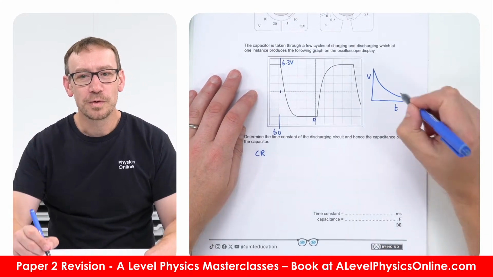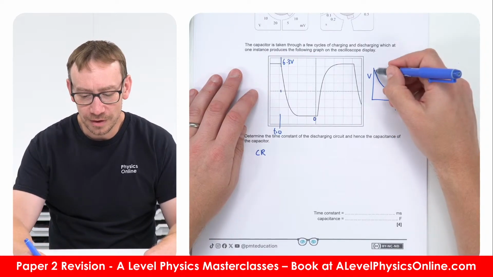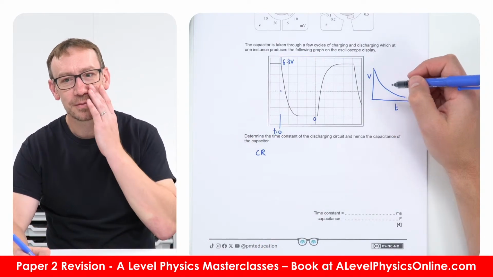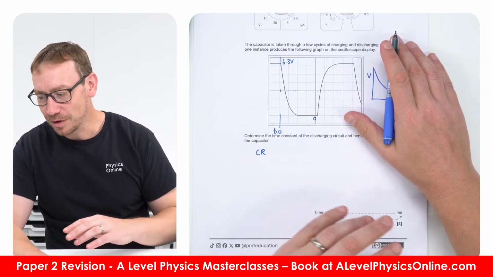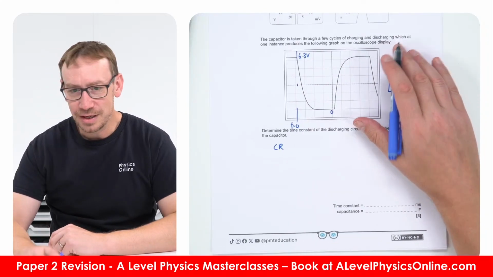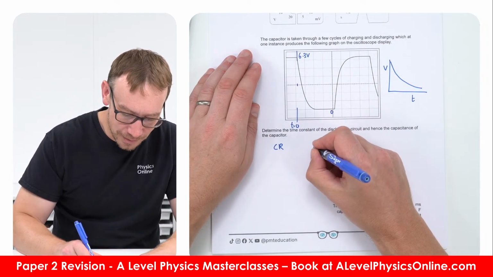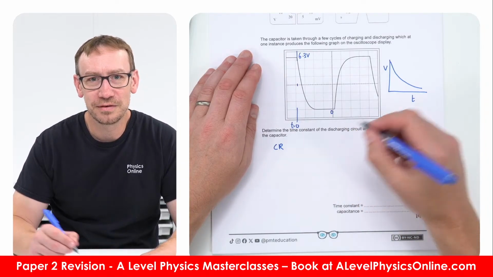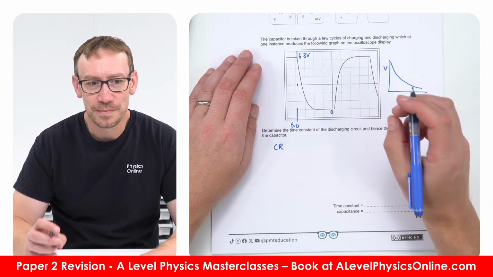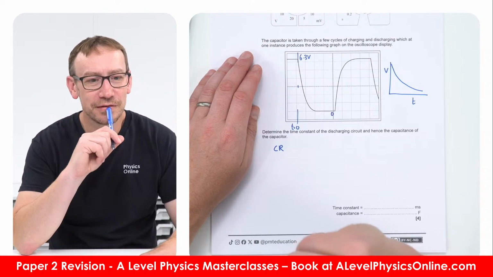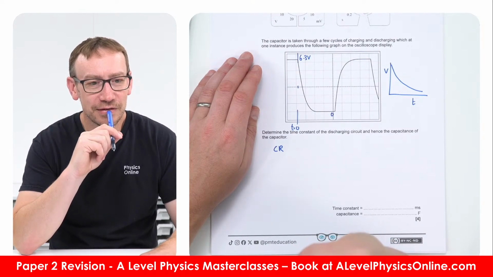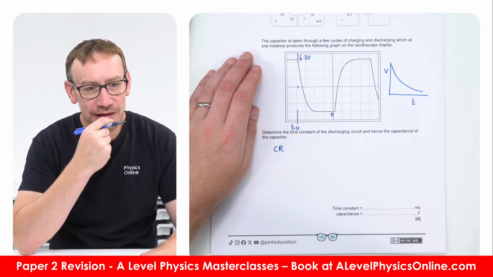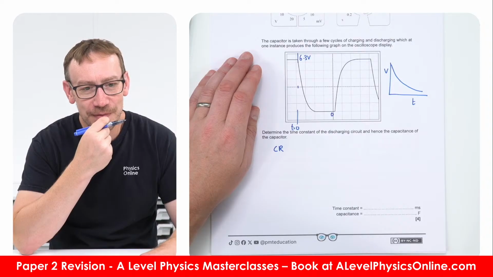So what would be the equation that we can use by looking at the data on the graph to actually work out the time constant? Well, the time constant is going to be the time it takes for the capacitor to discharge to 0.37 of its original value, or 0.69 RC. Yeah, so there's two ways of doing this.